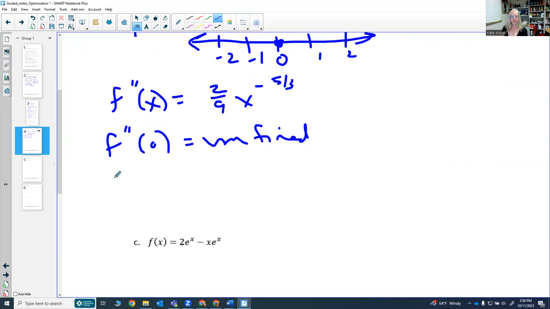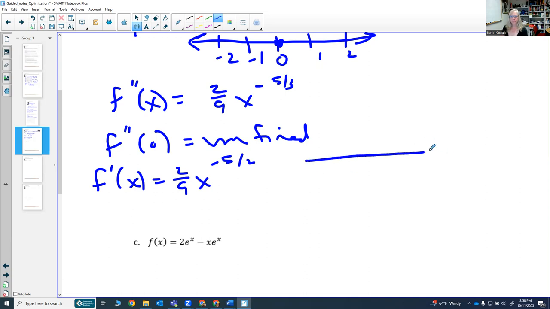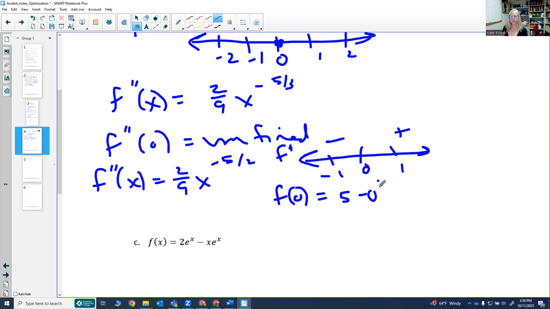The inflection point is where f double prime of x, equal to 2/9 x to the negative 5/3, is also undefined at zero. If you're below zero, your second derivative is negative. If you're above zero, your second derivative is positive. Since f double prime changes signs at x equals zero, f of zero, which is equal to five minus zero to the 1/3, which is equal to five, is an inflection point.